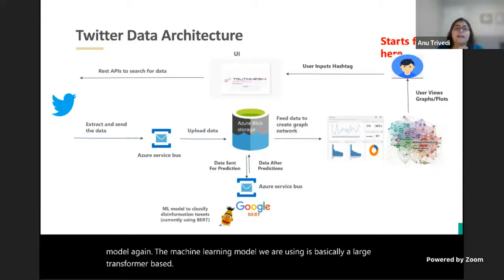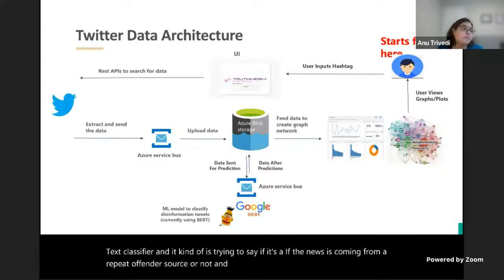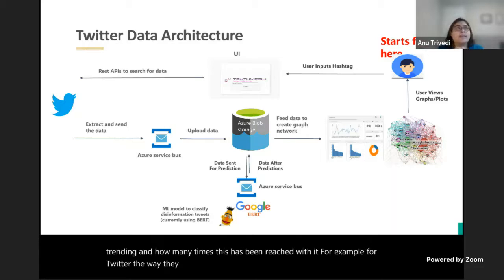text classifier, and it tries to say whether the news is coming from a repeat offender source or not, and if so, what the trending topics are and how many times this has been retweeted. For example, for Twitter, the way they define virality is if a tweet has been retweeted 10 times in the last 3 seconds.